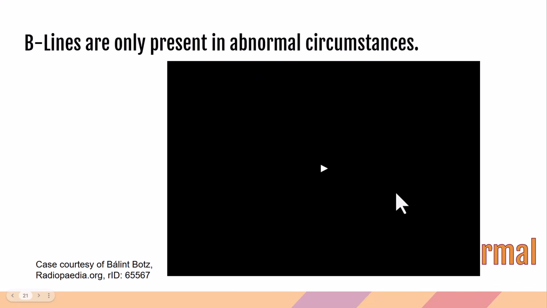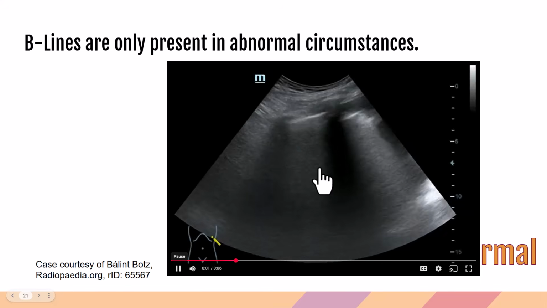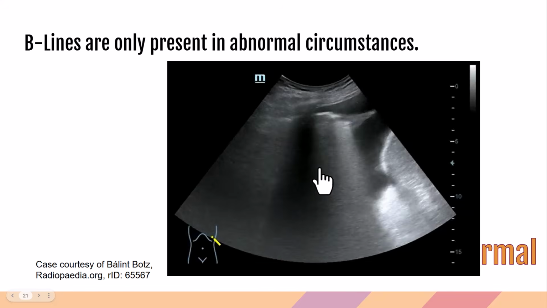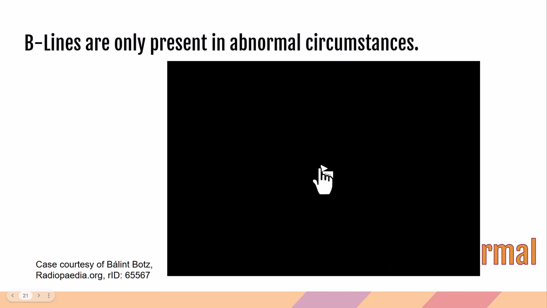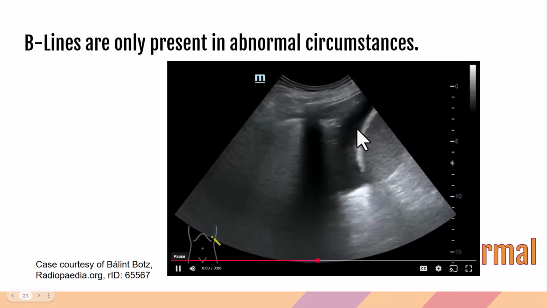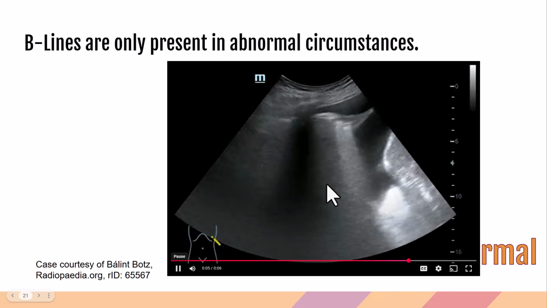Sometimes we'll see them in elderly patients. Sometimes we'll see them in certain parts of the posterior lung. But typically if you see them, especially anywhere in that anterior middle area, something is abnormal. In fact, this patient has a little bit of lung consolidation going on. They have a pleural effusion, which we can see here.